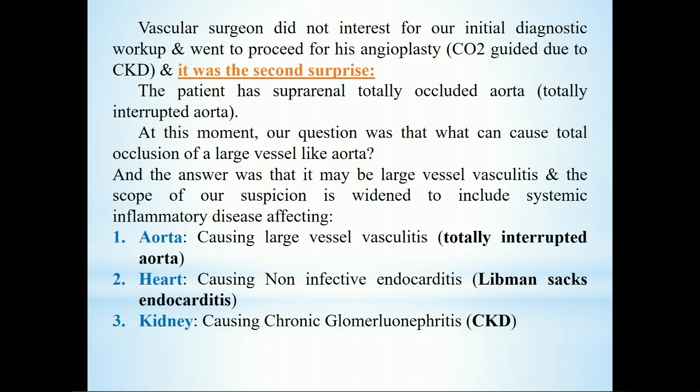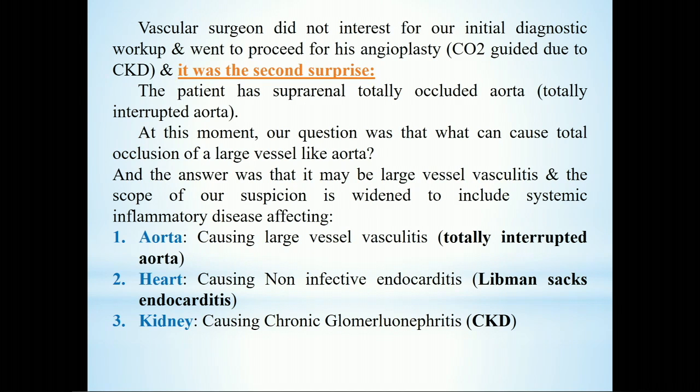Another view. The vascular surgeon was not interested in our initial diagnostic workup and proceeded with his angioplasty, CO2 guided due to chronic kidney disease, and it was the second surprise. Our patient has a suprarenal, totally occluded aorta, and at this moment, our question was, what can cause total occlusion of a large vessel like the aorta? And the answer was just a suspicion, not confirmation: maybe large vessel vasculitis.